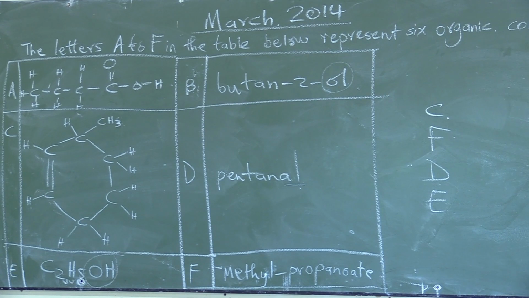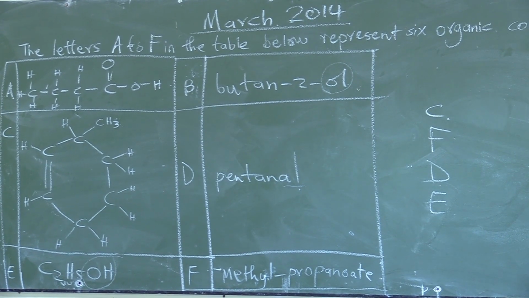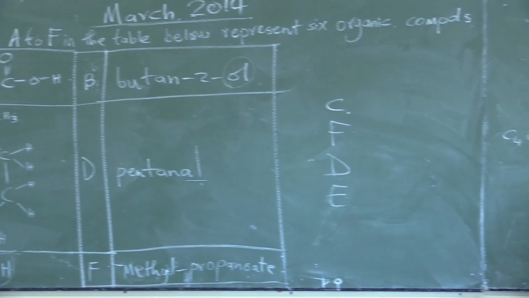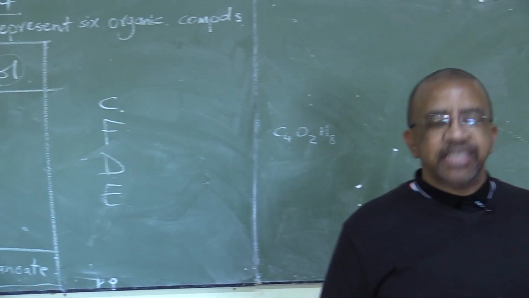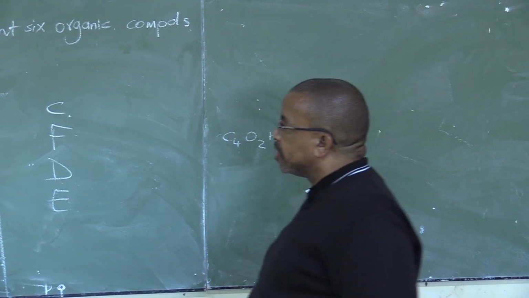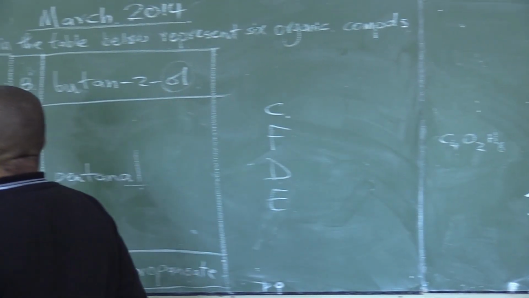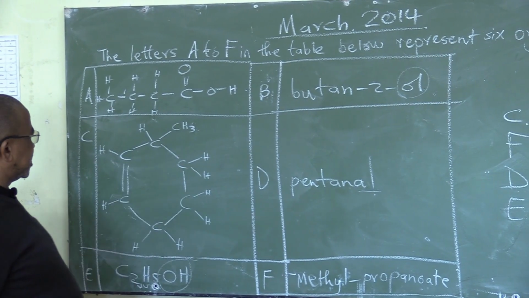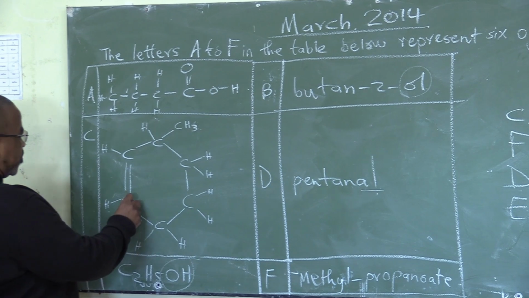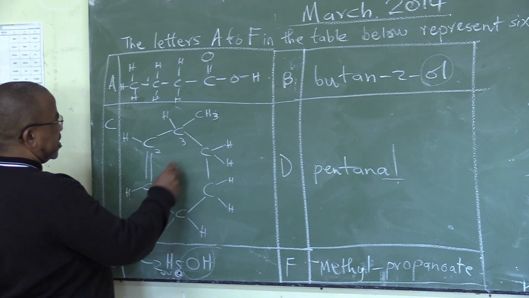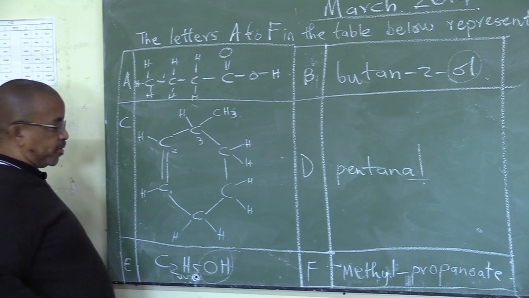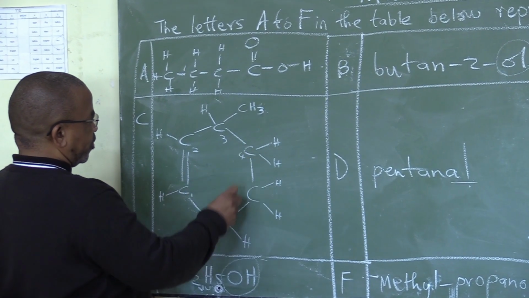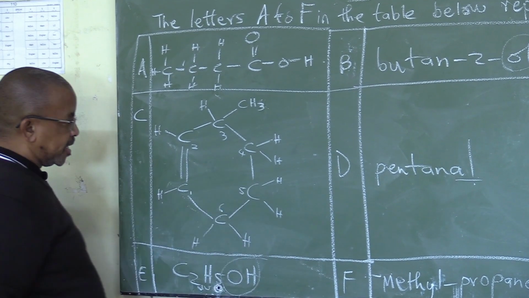So now write down the letters. Write down the IUPAC name of compound C. What is the name of compound C? The IUPAC name of compound C. It is 1, 2, 3. Locate where there is a double bond. The double bond is between carbon number 1 and 2. 1, 2, 3, 4, 5, 6.